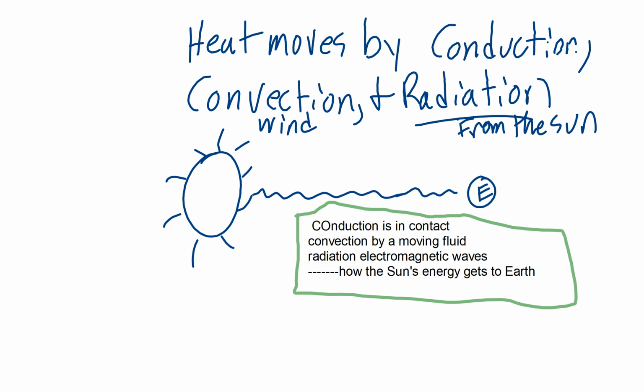All right, so the first thing is heat moves in three ways: by conduction, convection, and radiation. Now, conduction requires contact. Convection is a moving fluid like air or ocean water.